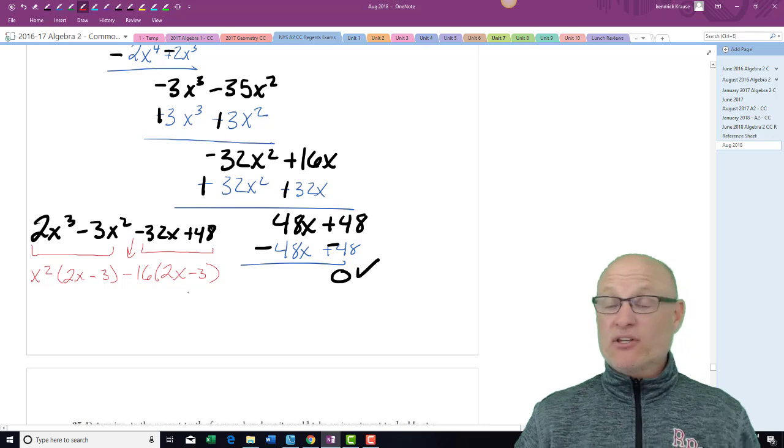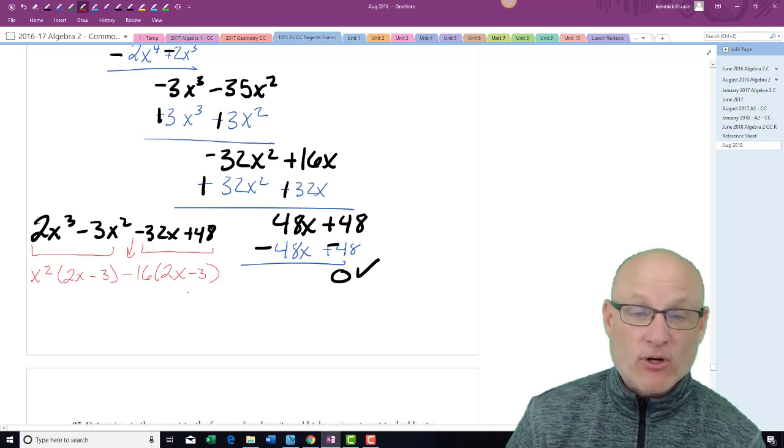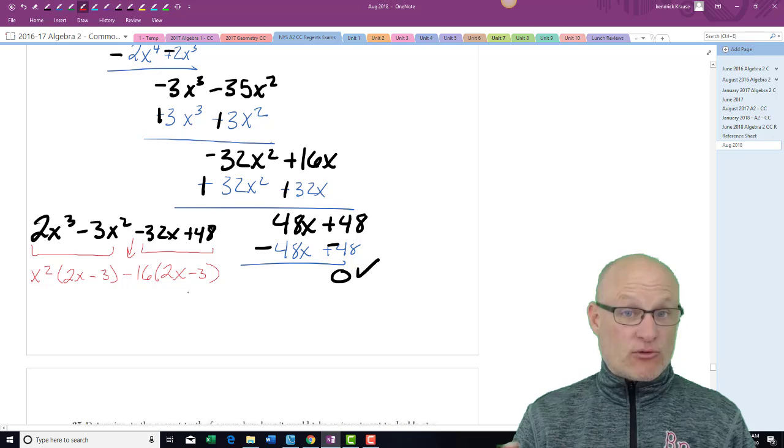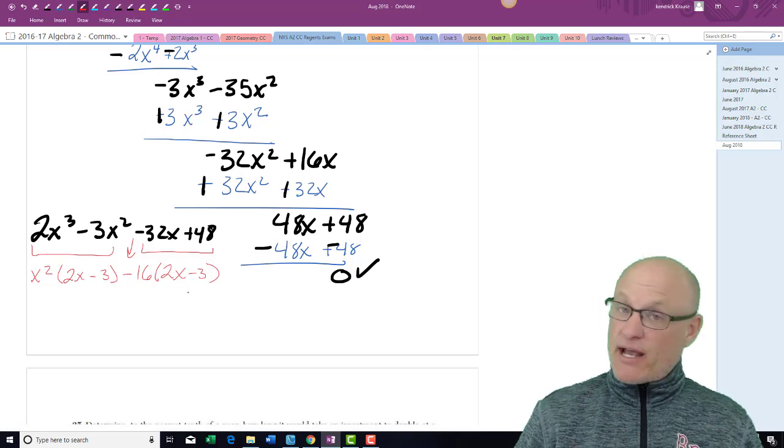Now, if those parentheses don't match, you done screwed up. For example, if you thought the only thing you could take out was 4, then you wouldn't have the parentheses matching.